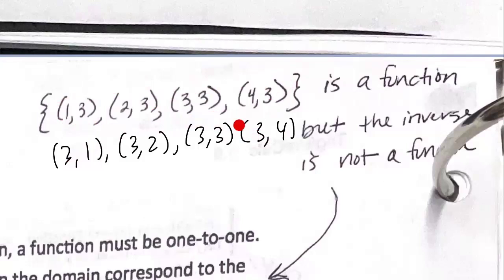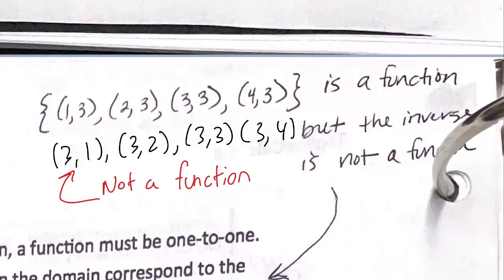But just like Tristan said, this is not a function because it doesn't pass the horizontal line test. This is the horizontal line. Remember, in order for it to be a function, every x coordinate has to go to one distinct y coordinate. In this case, 3 repeats itself and it goes to multiple y coordinates. Does that make sense?